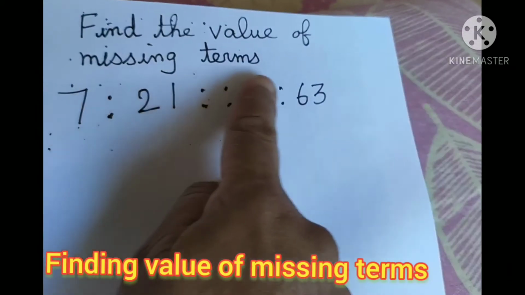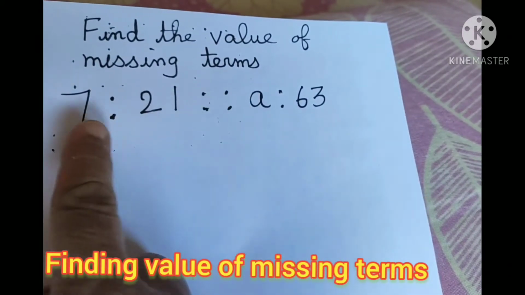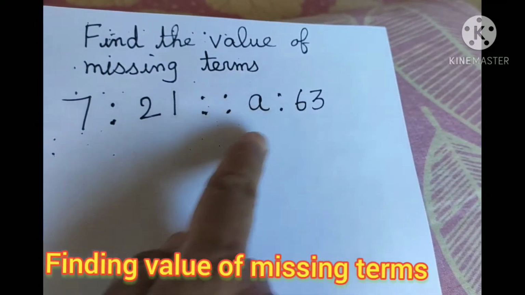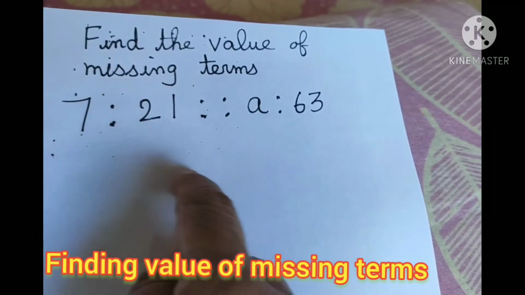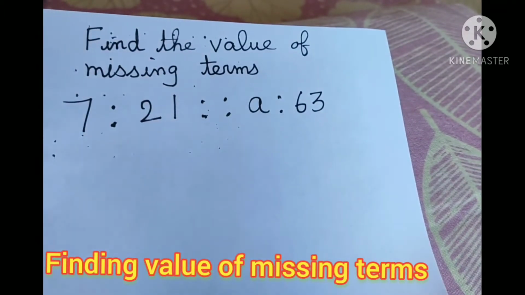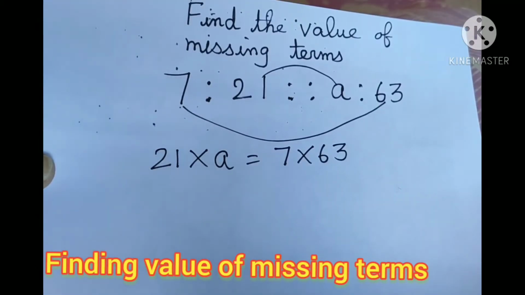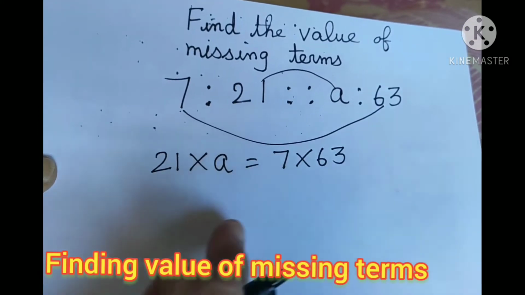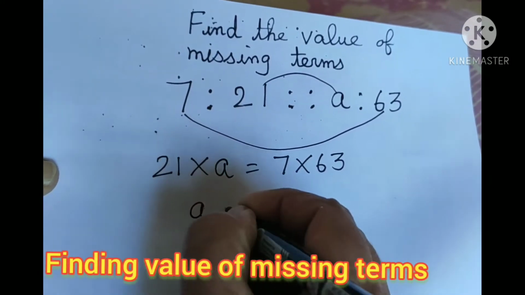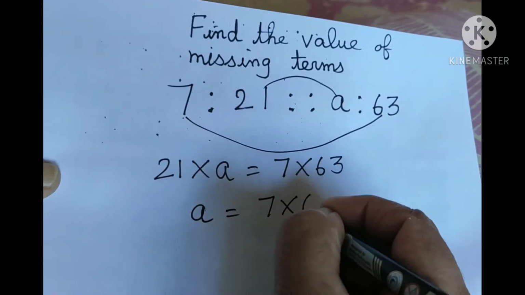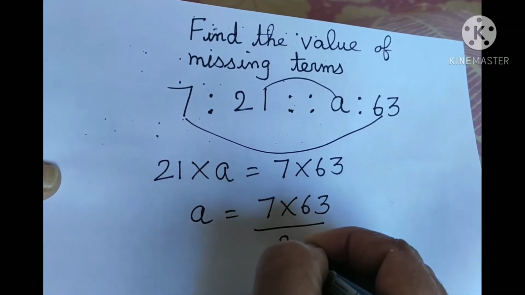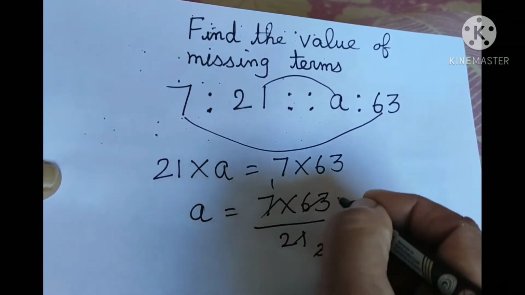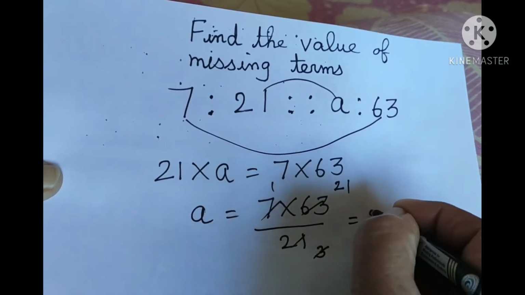Find the value of the missing term. The missing term is A. 7 is to 21 is proportion to A is to 63. We know the product of means is equal to the product of extremes. So 21 multiplied by A is equal to 7 multiplied by 63. A is equal to 7 multiplied by 63 upon 21, divisible by the 7 table. Again 21. A is equal to 21.